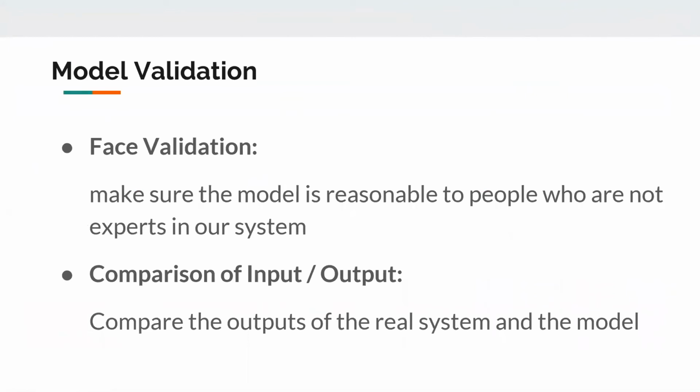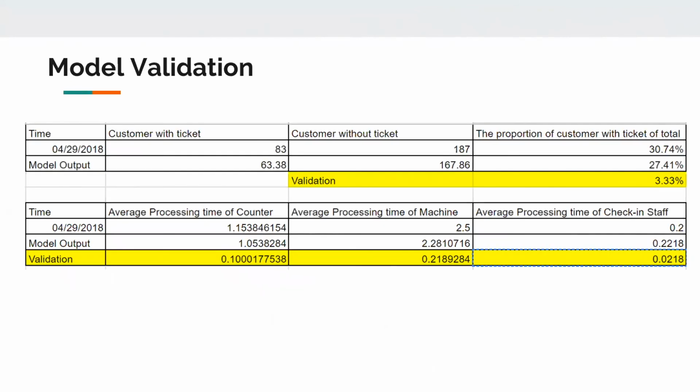So after finishing the first scenario, I did the model validation by comparing the output from our model and the real system based on the observations we got on April 29th. For consistency, I used the observations we recorded after 5 p.m. on last Sunday. Then I calculated the proportion of customers with the ticket of total customer entered into the AMC. You can see the difference between two systems is less than 4%. For 3 queues, I compared the average processing time and got the difference between real system and our simulation model. Therefore, we can see that our model is authentic for simulation.